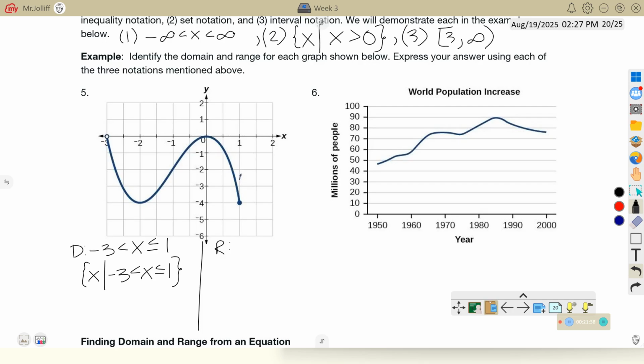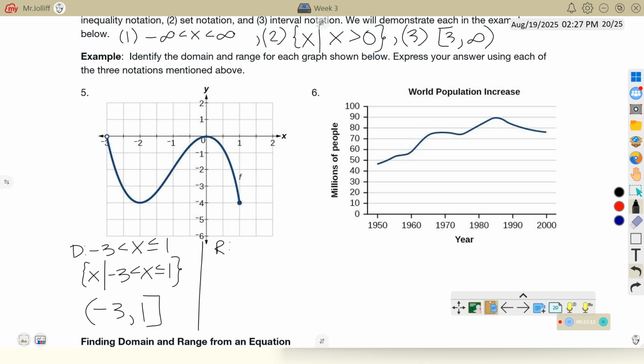Set builder is building on that inequality statement. The last one, the one that I prefer because it's less writing. I know my numbers are -3 to 1. On the lower end, round or square? Round, because it was an empty circle. Perfect. Upper end, round or square? Square, because it's filled in. Perfect. Good.